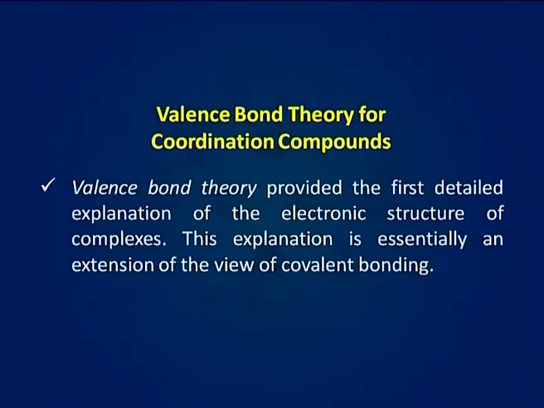A complex is formed when electron pairs from ligands are donated to a metal ion. This does not explain how the metal ion can accept electron pairs, nor does it explain the paramagnetism often observed in complexes. Valence bond theory provided the first detailed explanation of the electronic structure of complexes. This explanation is essentially an extension of the view of covalent bonding.